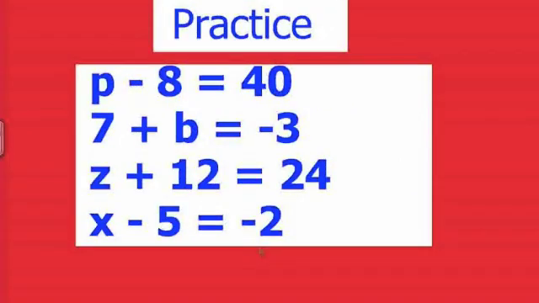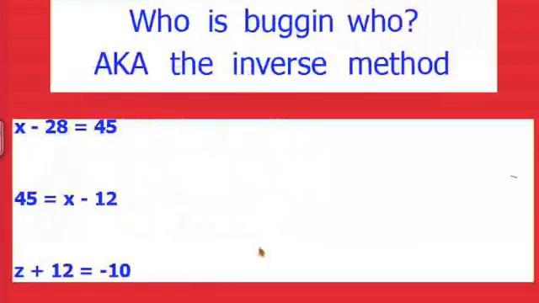Here are some practice problems. Use the Coverup method to solve these equations. Let's look at the first one. Something minus 8 is 40. That answer would be 48. Pause the movie and try the rest on your own. Get your answers checked by your teacher.